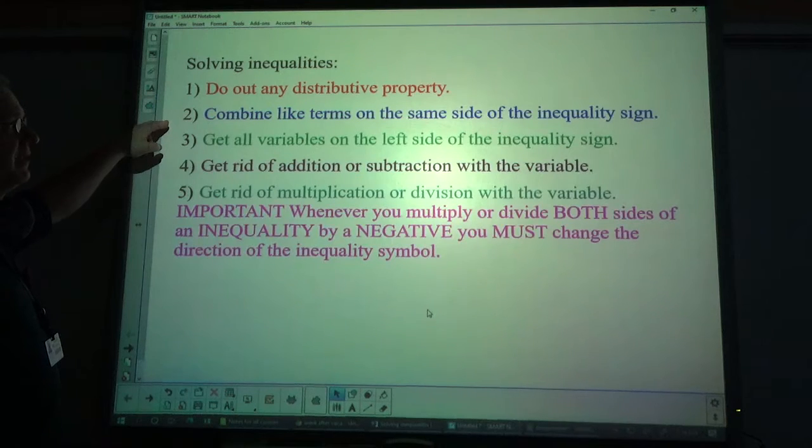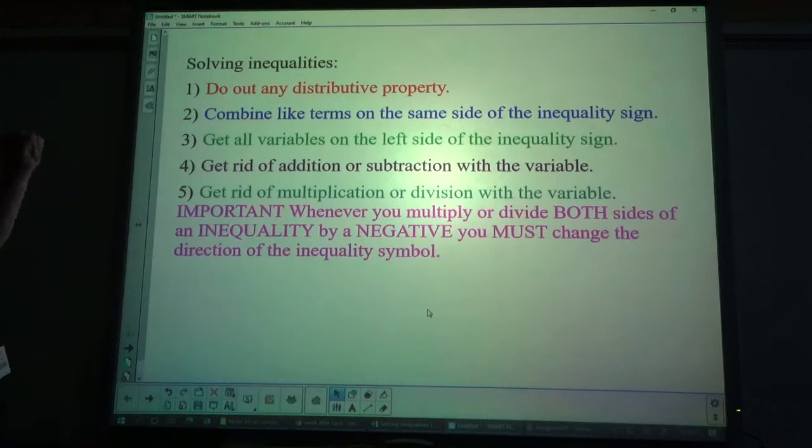Step two is combine like terms on the same side of the inequality. Step three, get all the variables on the left side of the inequality. Now, we will have an example where I'll show you two ways to do this, but in general, that's what you should do. Step four, get rid of addition or subtraction with the variable.